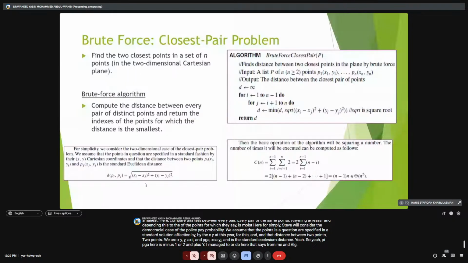Algorithm: brute force closest pair. Here we find the distance between the closest pair. So find the distance between the two closest points in the plane by brute force. Input: a list P of n greater than or equal to 2 points, P1(x1, y1) up to Pn(xn, yn). Output: the distance between the closest pair of points. d equals infinity.